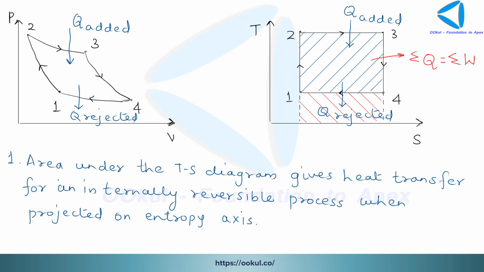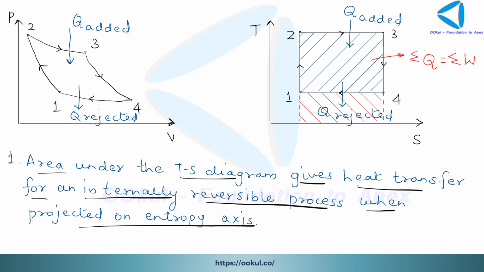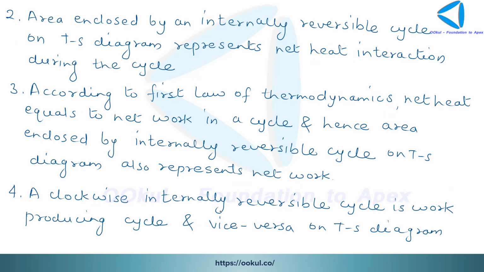Now we summarize these things: the area under the TS diagram gives the heat transfer for an internally reversible process. Please remember this, when projected on the entropy axis. Now, the area enclosed by an internally reversible cycle on the TS diagram represents the net heat interaction during the cycle. Net heat means the heat that is being added and the heat that is being rejected, the net effect of both.